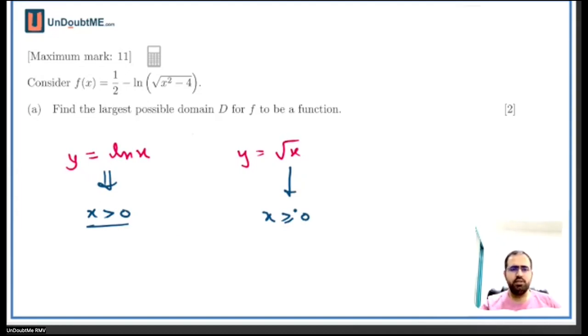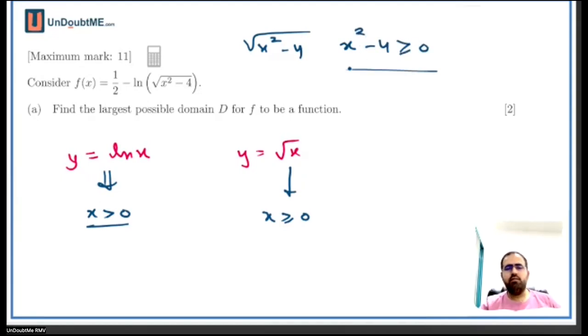Now in the above question, we have both. So what is a common condition I can take? Square root says if it is only x square minus 4, it means that x square minus 4 can be greater than or equal to 0. But since the square root of x square minus 4 is inside the log, I cannot write equal to 0. I can only write x square minus 4 greater than 0. First thing is this. Anyone have doubt in this? You can ask.